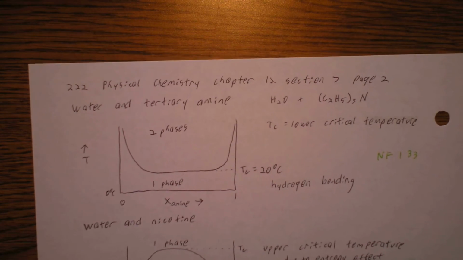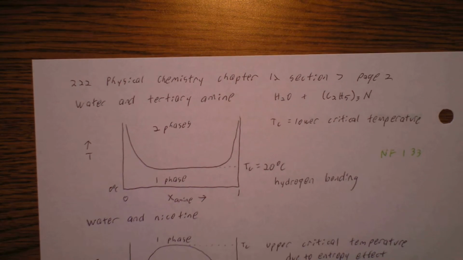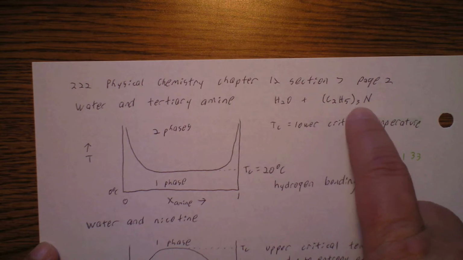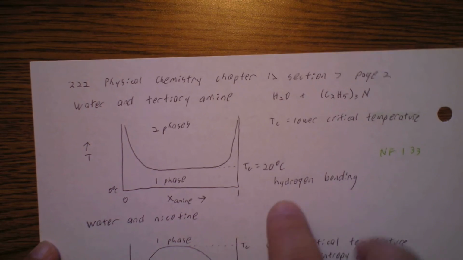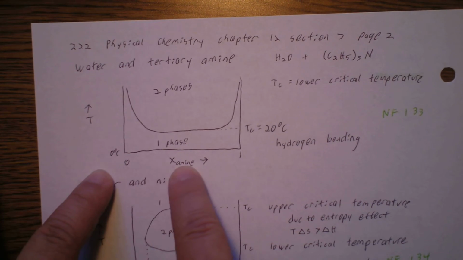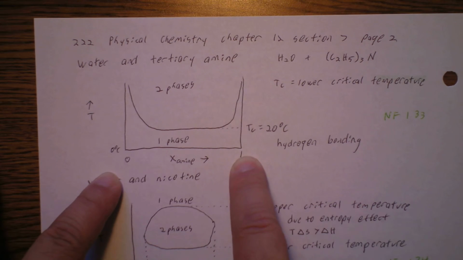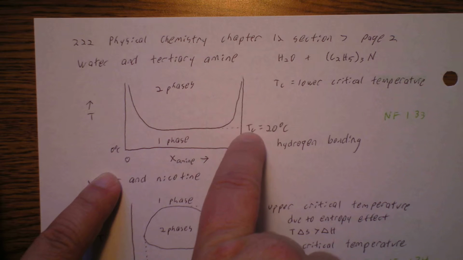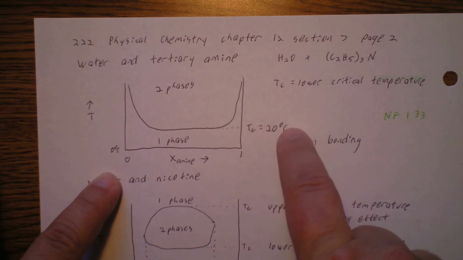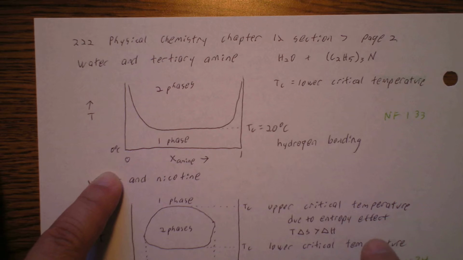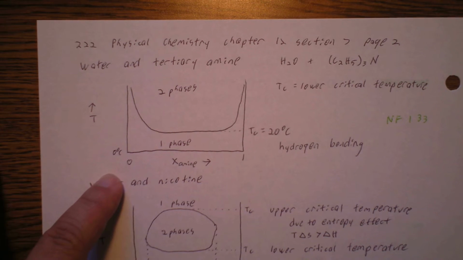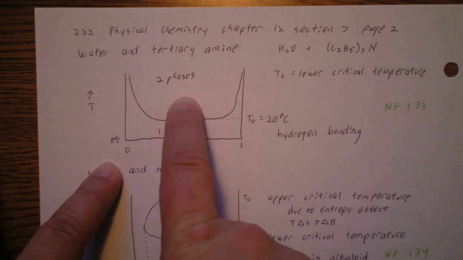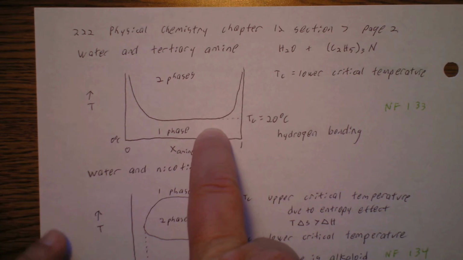Now, let's talk about water and a tertiary amine. So we have water and this C2H5 3N. We have the mole fraction of the amine going across here. So we have pure amine or pure water over here. Notice here we have a lower critical temperature. In this case, the example is 20 degrees Celsius. This is because of hydrogen bonding. And of course, above this temperature, you have two phases. Below this temperature, you have just one phase.